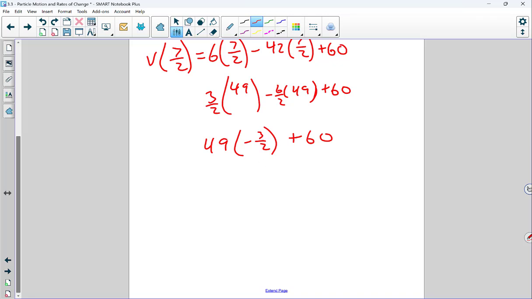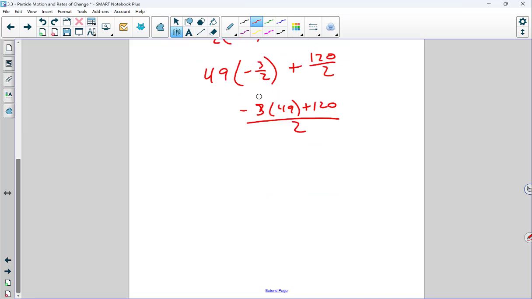I'm going to go ahead and make that 60 into a 120 over 2. So this is now negative 3 times 49 plus 120 over 2. 3 times 50 is 150, so 3 times 49 is 147, plus 120 over 2, so that's 27 apart. So that'll be negative 27 over 2 is my velocity.